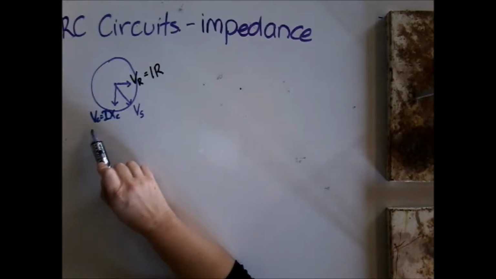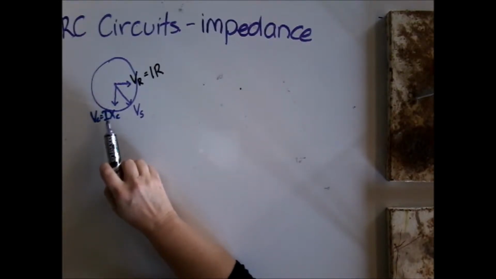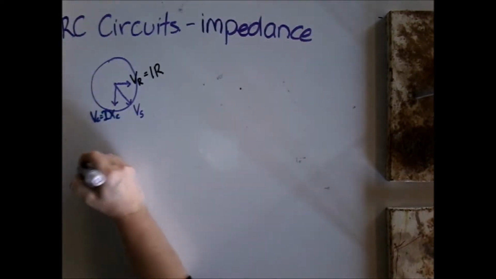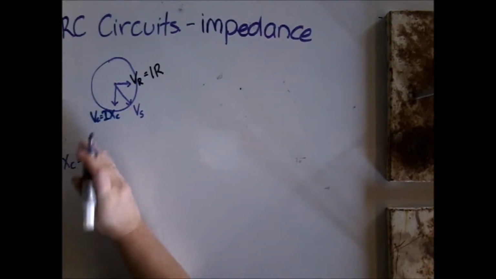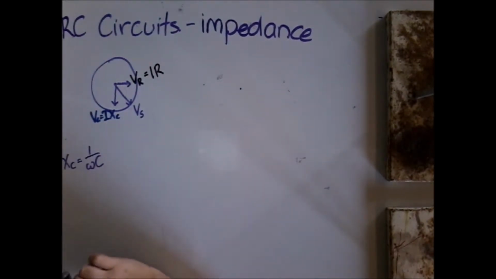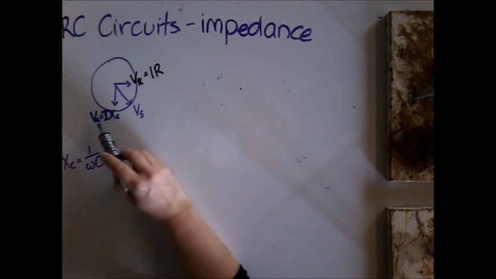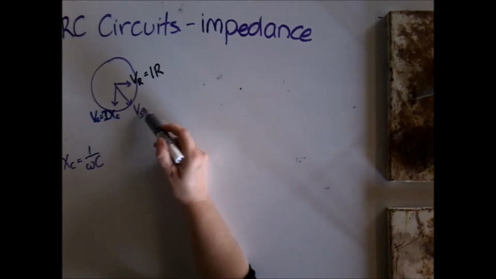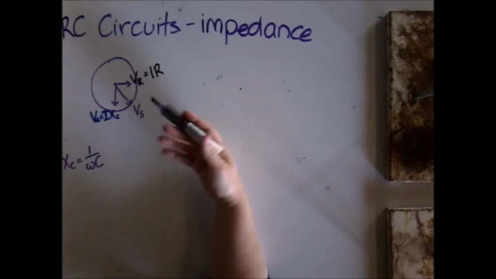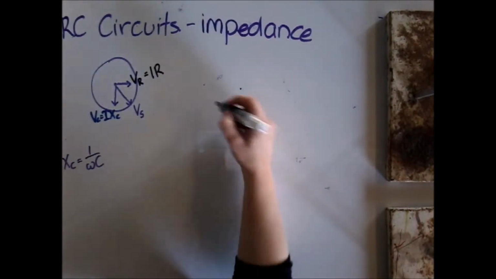The voltage across the capacitor we just found out is going to be equal to IXC, where XC is the reactance, remembering that XC equals 1 over omega C. Okay, and we're just going to put that to the side because that's not essential right now. Here's the interesting thing. If that's the case, then the supply voltage must follow a similar relationship, and it turns out that it does.